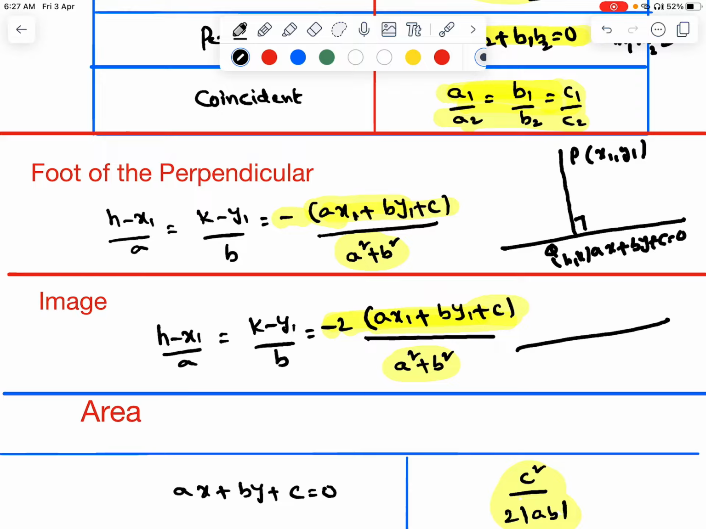Next point, image. This is the point R. This is the point P. This is the point Q. This is the line.